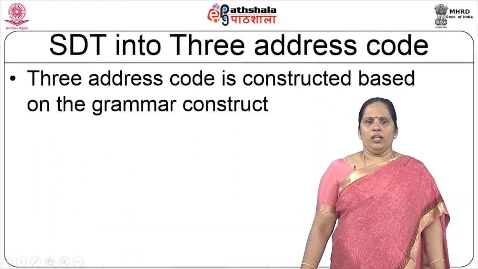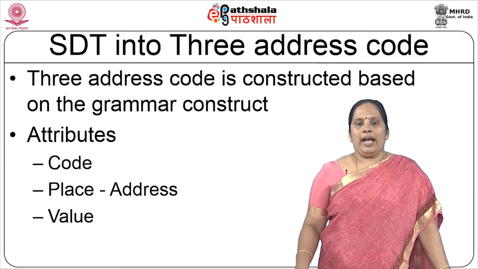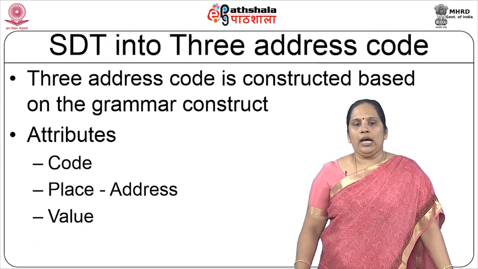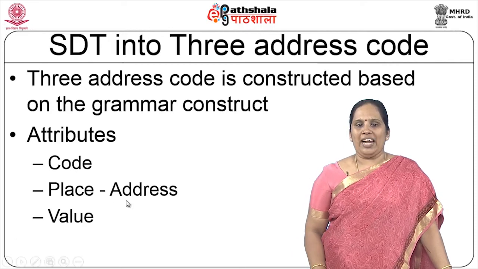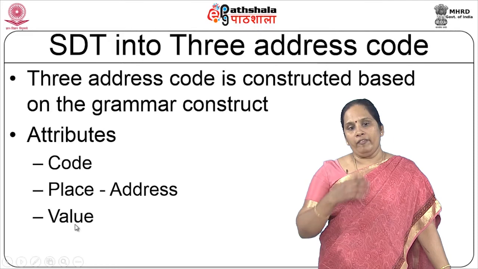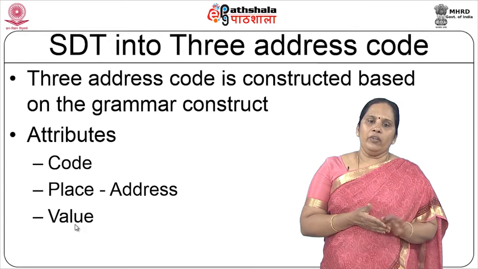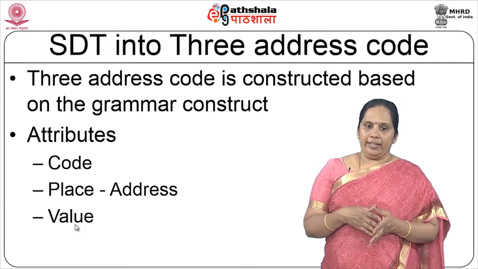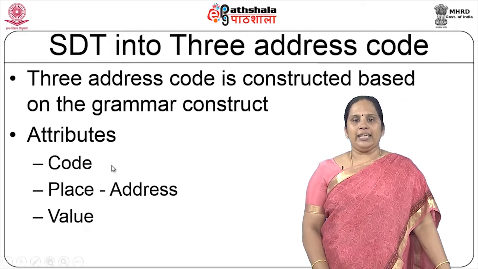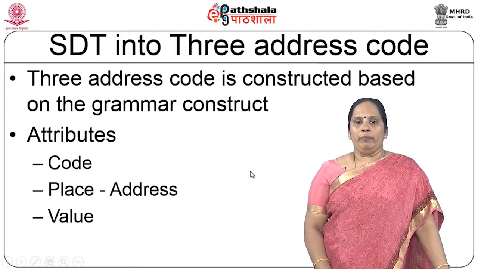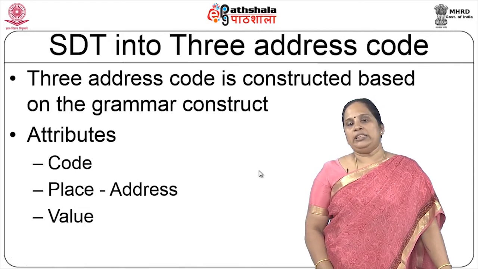So 3-address code is generated based on the grammar constructs. The attributes which we are trying to refer to here are code, place, which is also referred to as address, and value. So every grammar symbol, typically a non-terminal here, will have a code, an address or place, and a corresponding value. This is done by syntax directed translation, and based on this we will write semantic rules such that 3-address code can be generated.